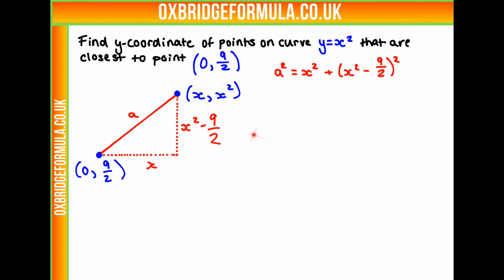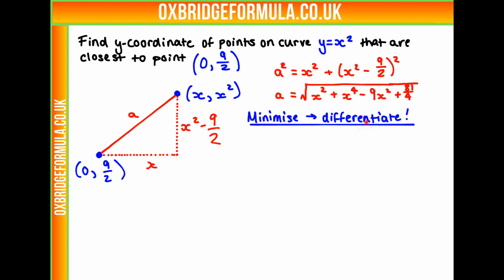So now we can use these to work out what a is. So a squared is going to equal x squared plus (x squared minus 9/2) all squared. So our a is going to be the square root of this, and I've just expanded the brackets out there to be x to the power of 4 minus 9x squared plus 81/4. So now we have an expression for a. How do we know it's going to be the closest distance? So the shortest distance is what we're trying to find.